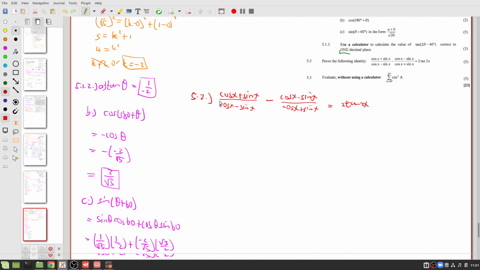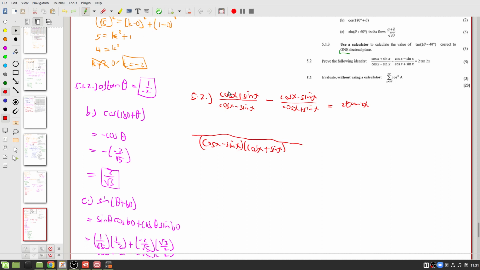Okay, so here we've got a fraction minus another fraction. What do we know about adding or subtracting fractions? Well, we know we need to find a common denominator. So the common denominator here will be cos x minus sin x times cos x plus sin x. Right, just this times this. So that's our common denominator.